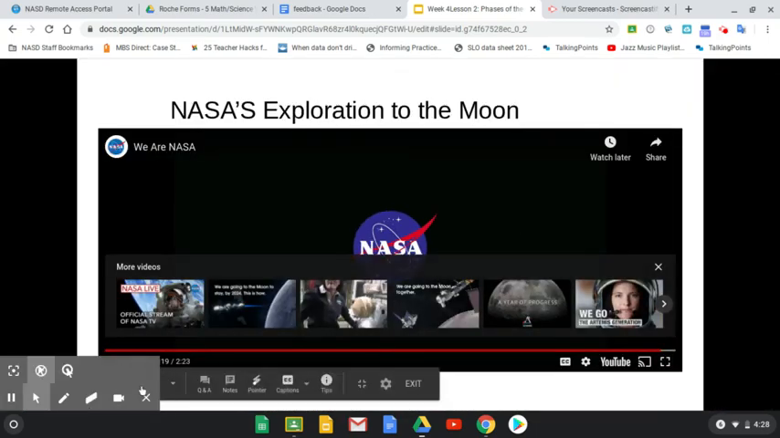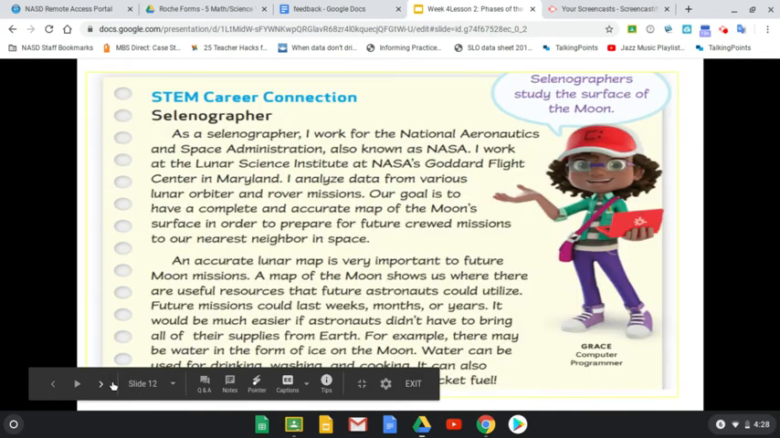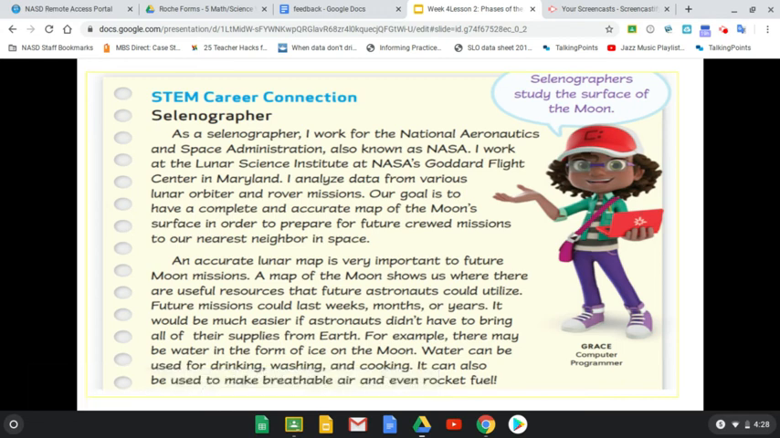Okay, boys and girls. So you just watched a video clip on the next mission to NASA. And along with space engineers, selenographers are like computer programmers. They analyze data and they use that data to make a map of the moon. And you're probably thinking, well, where does this data come from? How do they collect it?